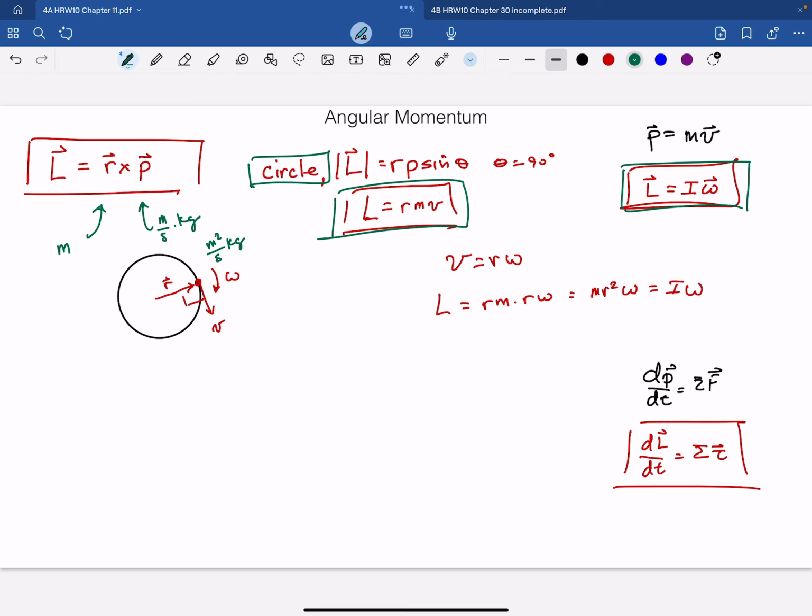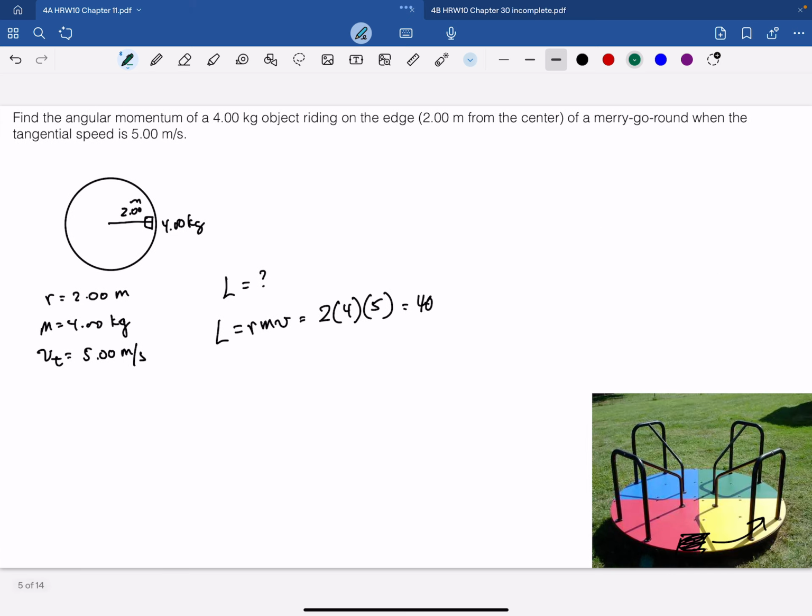Dang. That's rough, but that's what it is. Usually this is written kilogram meter squared per second. All right. So weird units, weird idea that you're not quite sure about yet, but at least we can calculate it.